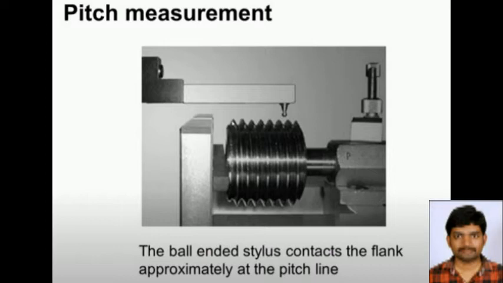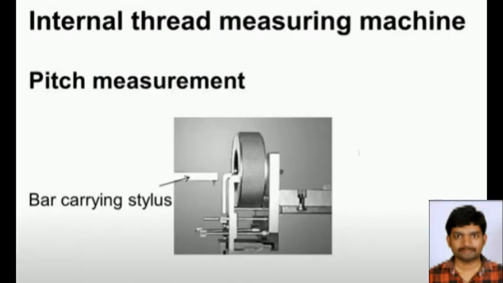Now, the internal thread measuring machine. So how to check the pitch of an internal thread? We can see here the arrangement: we have a bar which carries the ball ended stylus, and there is an arrangement to mount the workpiece with the internal thread. The bar along with the stylus will move in, and it gets seated into the thread.